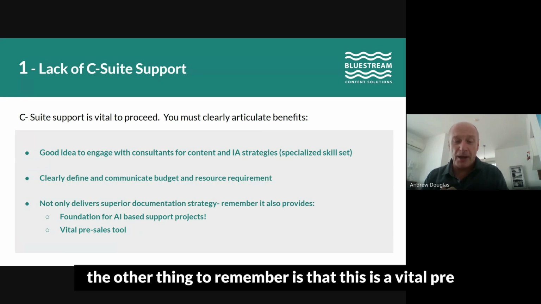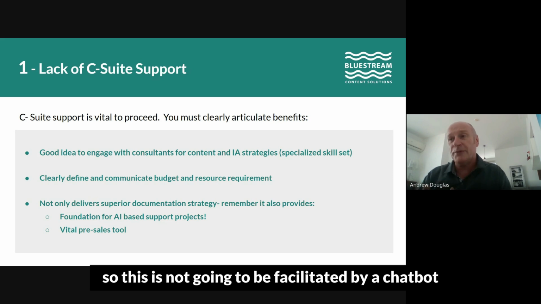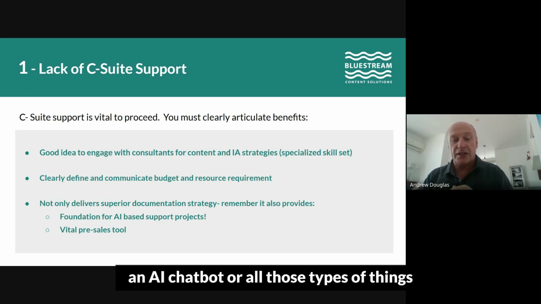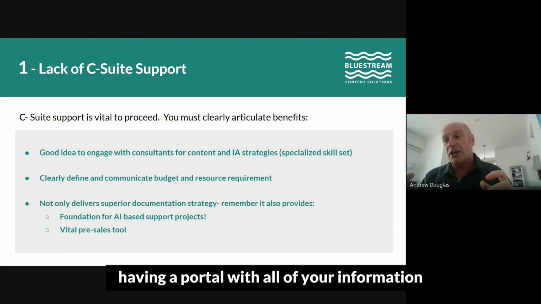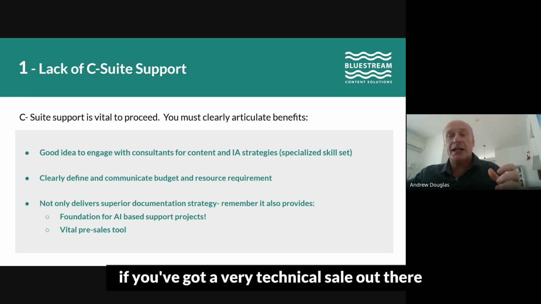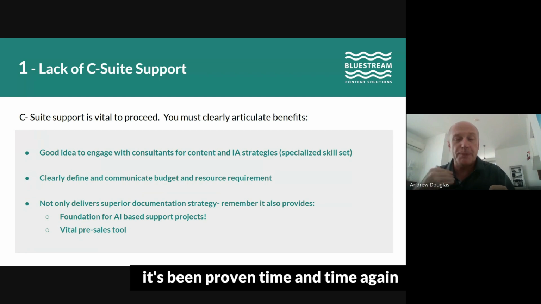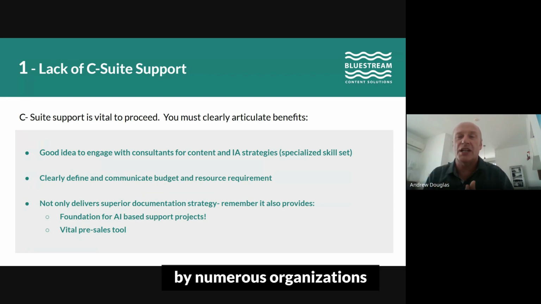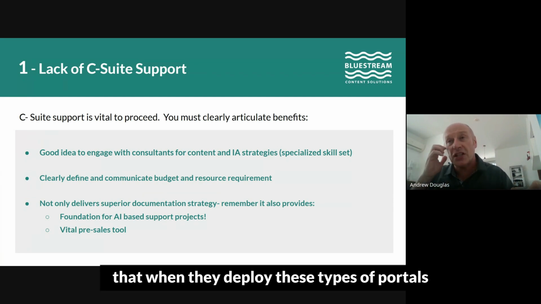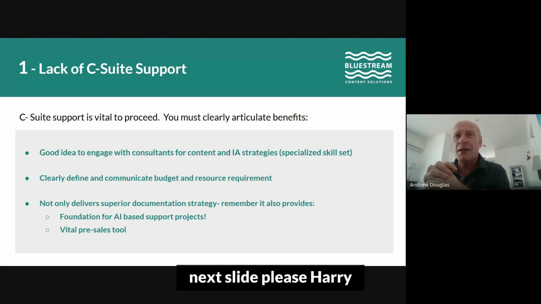The other thing to remember is that this is a vital pre-sales tool. This is not going to be facilitated by an AI chatbot or those types of things. Having a portal with all of your information, especially if you're making this public, and you've got a very technical sale, they will access this more than your marketing site. It's been proven time and time again by numerous organizations that when they deploy these types of portals, it becomes a massive assistance to their pre-sales. Next slide, please, Harry.